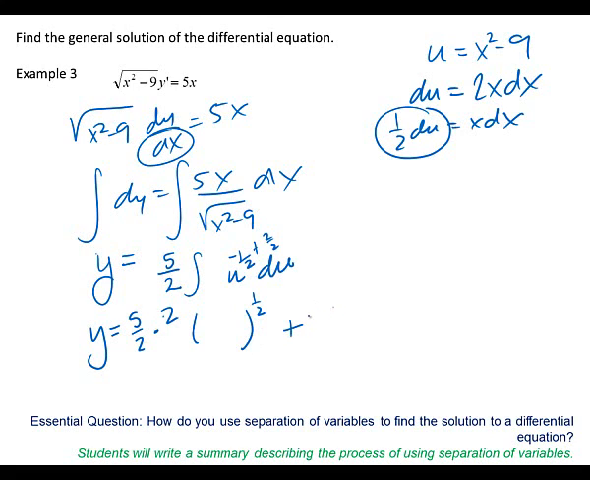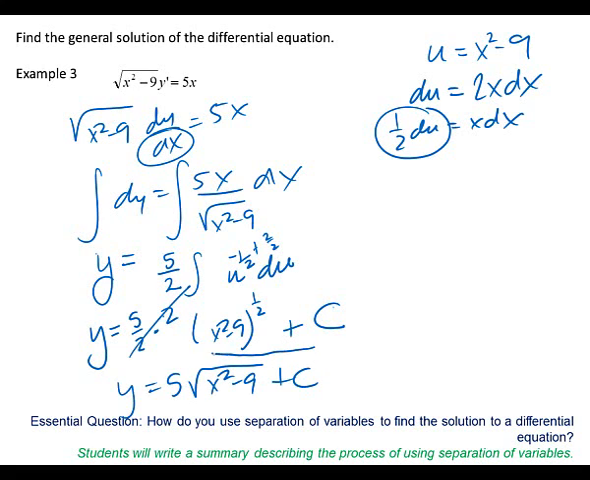What goes here? C. What am I going to put in the parentheses instead of u? Good. Okay, I'm going to spend one line cleaning it up and then we'll be done with this one. What happens to these 2's? Cancel, so you'd end up with y equals 5. I'd probably convert it back to a radical, square root of x squared minus 9 plus c. Make sure you got it right.